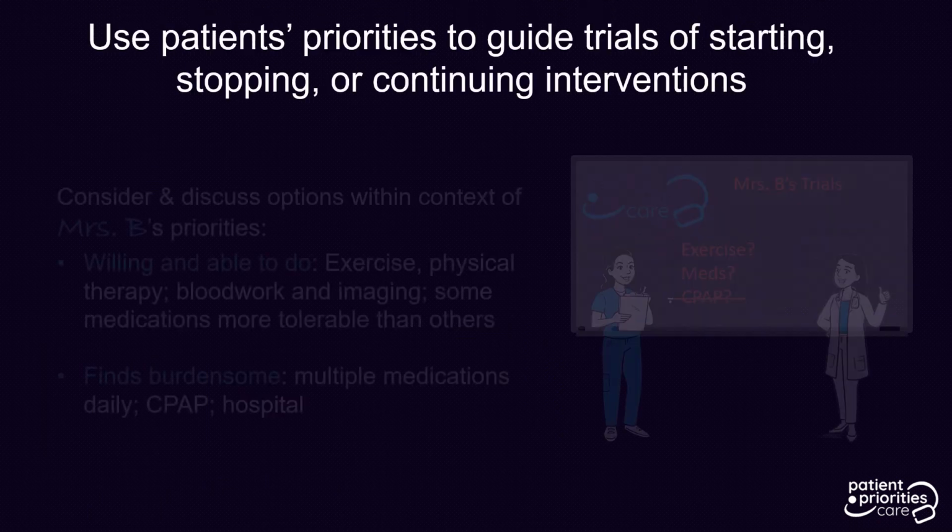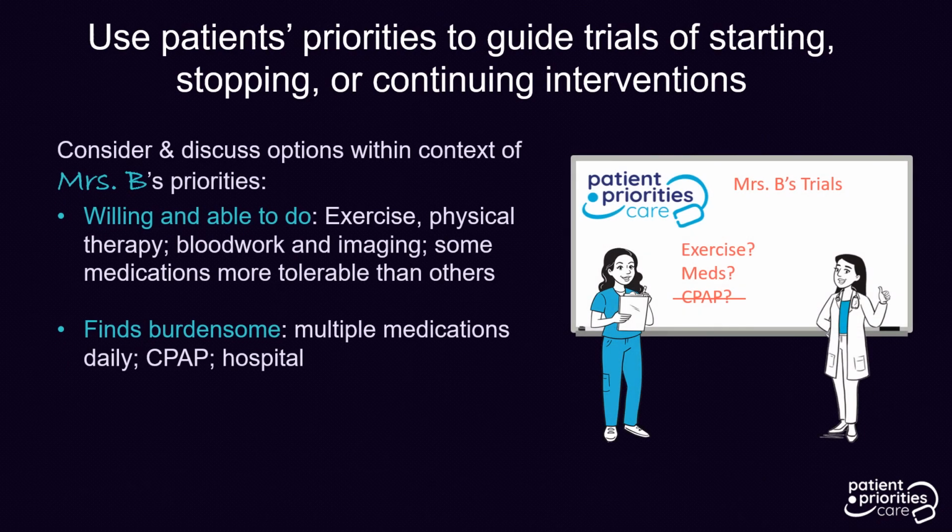Combining the first two strategies, we use the patient's priorities as a guide to starting, stopping, and continuing interventions. In Mrs. B's case, she wants to be able to volunteer at the library, putting books away, and to take care of her grandchildren. We also know about the care that she's willing and able to do. Knowing how she feels about different care helps us narrow the many things we can do by offering possibilities consistent with what she's willing and able to do.